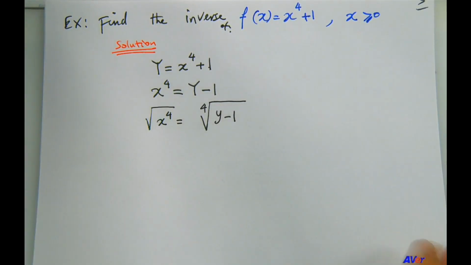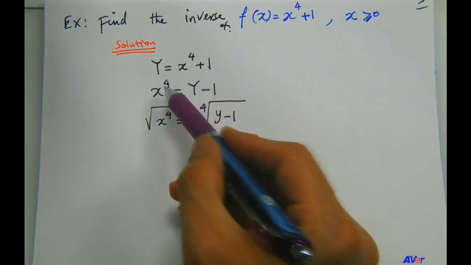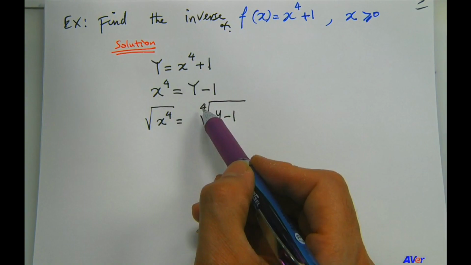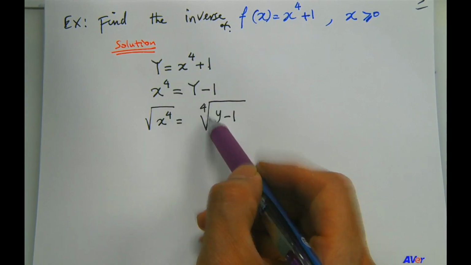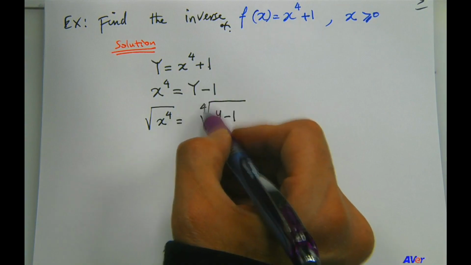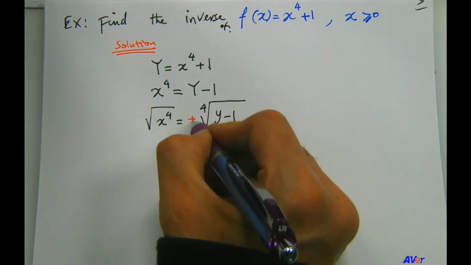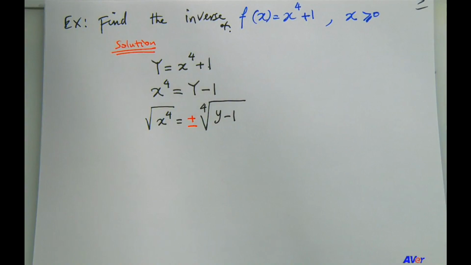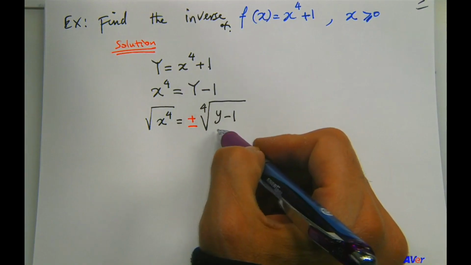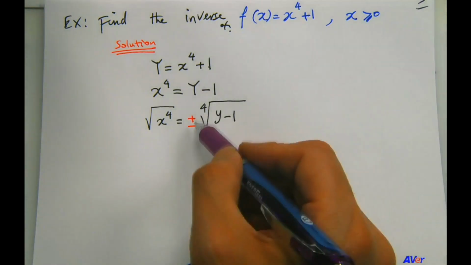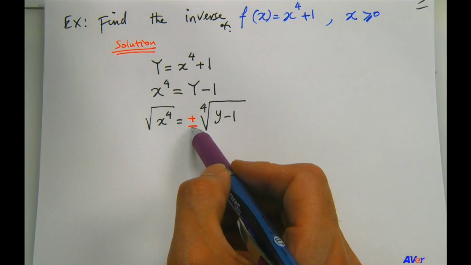Is this correct? What do you think? No, it's not, right? Because I'm taking the even root of these two sides, and because this is an even root, we must have plus or minus this quantity, not just positive. This is something that we need to remember.